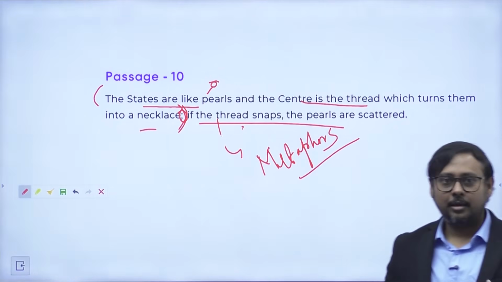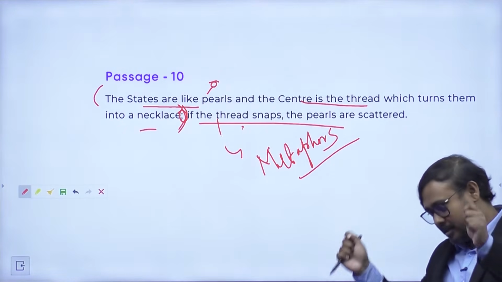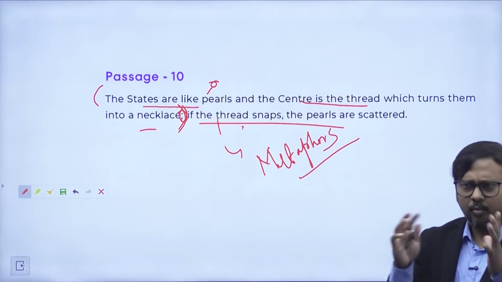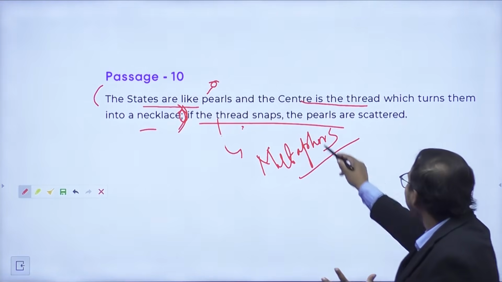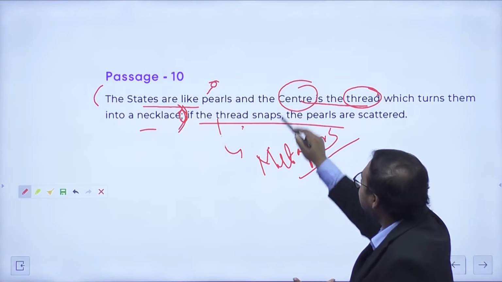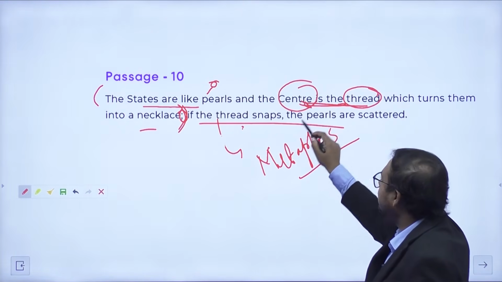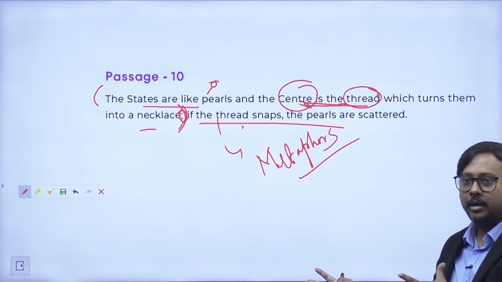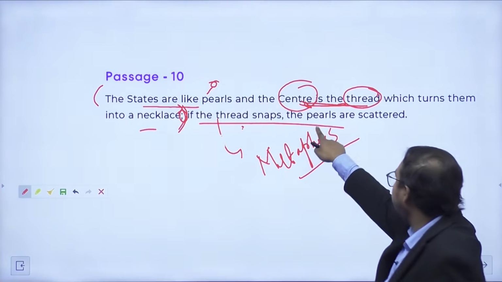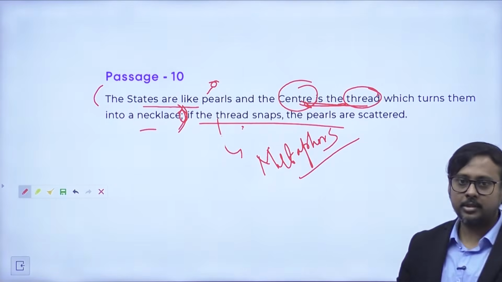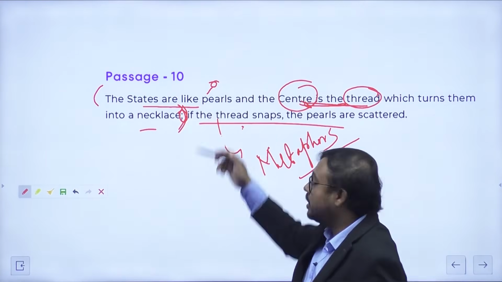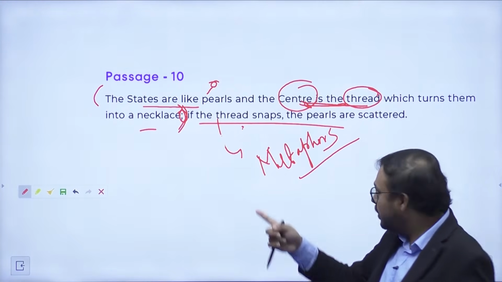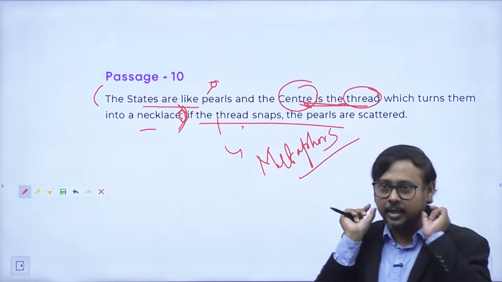Now you say that no, it is the thread which gives it the form of a union, whatever it is. But center is the thread. So I'll compare center as a thread and state as a pearl. Right? Both in their function have their importance. Center, in being a thread, has its importance. This is a metaphor. State being a pearl has its importance. Right? And only then will the necklace be made, otherwise it can even become a pearl earring.